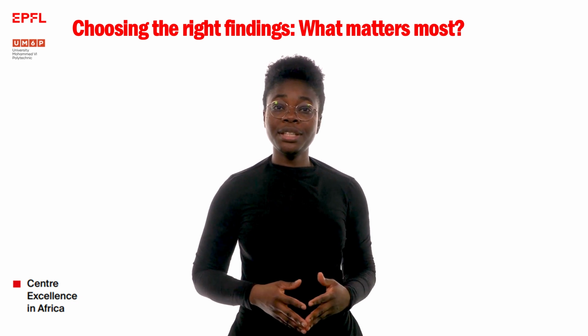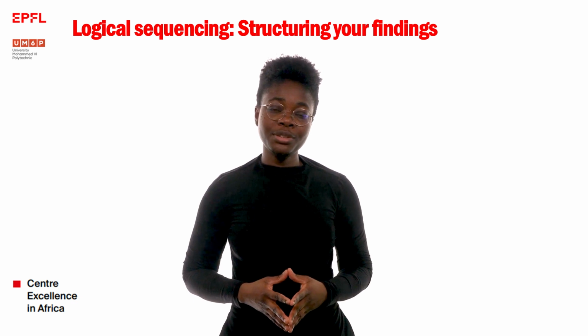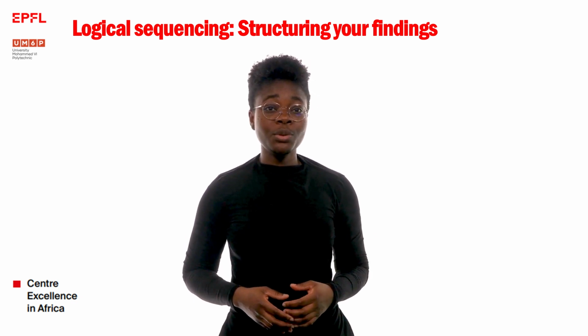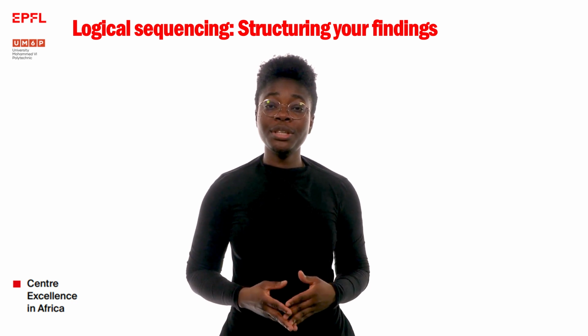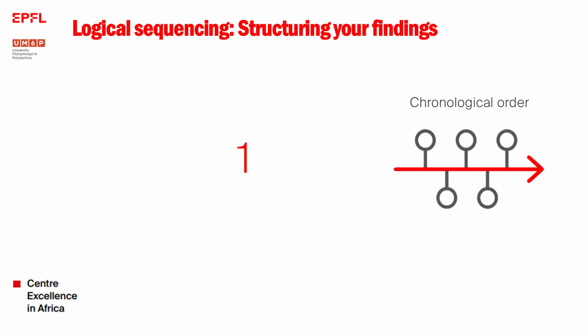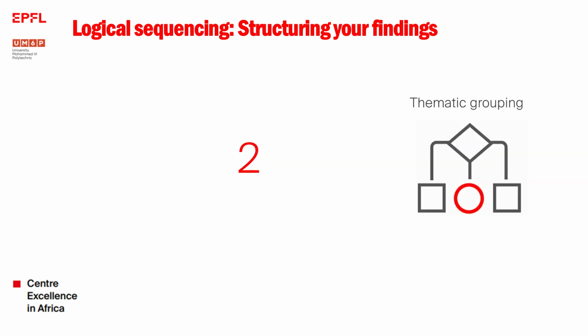Now that we have our key findings, how do we order them effectively? The way you present your findings affects how well your audience understands them. There are 3 common ways to structure research results. 1. Chronological order, if findings evolved over time. For example, if our AI model improved over multiple training iterations, we could show accuracy scores from early experiments to the final optimized model.